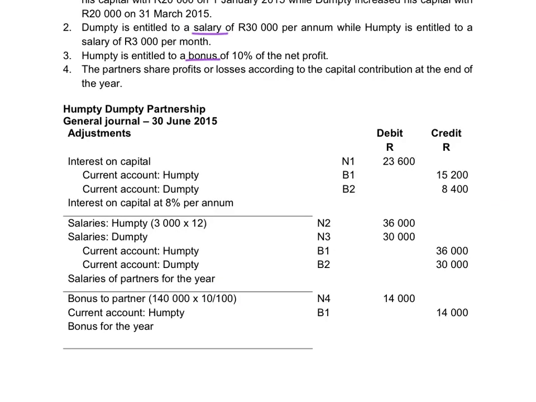So in the adjustments, we will debit the expense accounts, and expenses increase on the debit side, and we will credit the current accounts to show the amounts that's outstanding that must be paid to the partners. The current account is an equity account, and equity increases on the credit side, indicating that the money that belongs to the partners in the business increased with these amounts.